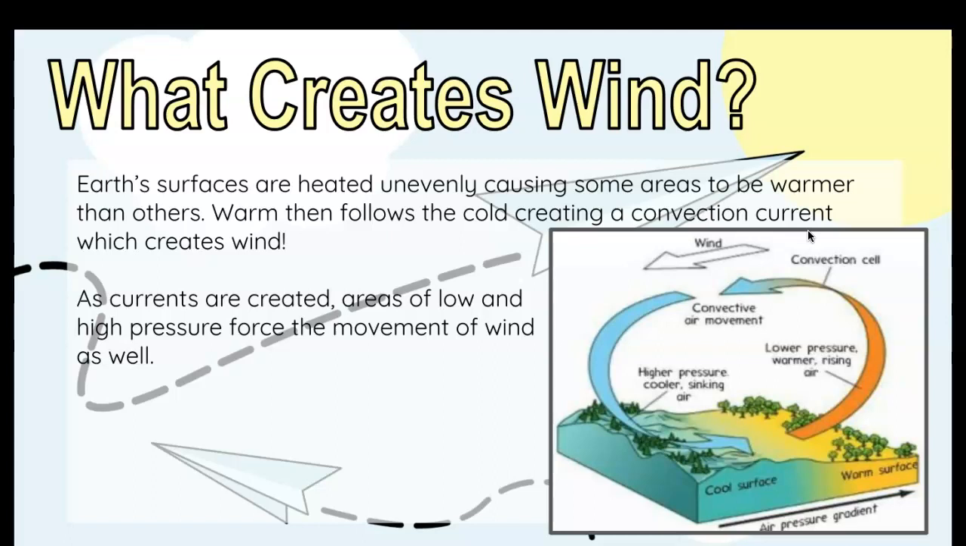As currents are created, those areas of low and high pressure force the wind to blow. You could essentially say that winds are created due to surfaces being heated unevenly, which makes a convection current, and also because you have differences in air pressure, because those convection currents leave behind areas of high and low pressure, which creates the flow of wind as well. This picture shows you a convection cell, or a convection current, and how it creates the wind blowing this way. You see your warm air rising, going up, but we know as we go up in the troposphere, it gets cooler and cooler. That warm air cools down, and then it sinks, and it creates a nice little breeze.